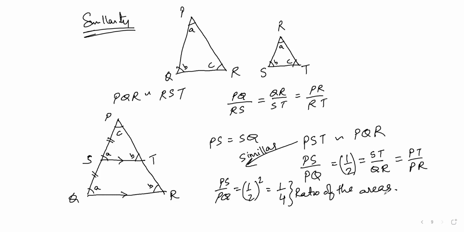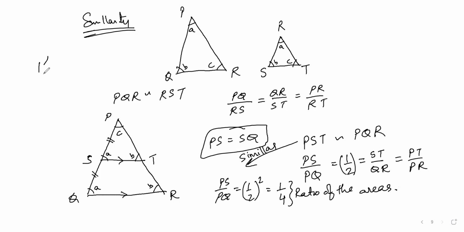So without having any number with me, all I knew is that PS is equal to SQ. Knowing that, I not only got to know the ratio of the corresponding sides, but by squaring the ratio, I also got to know the ratio of the areas.